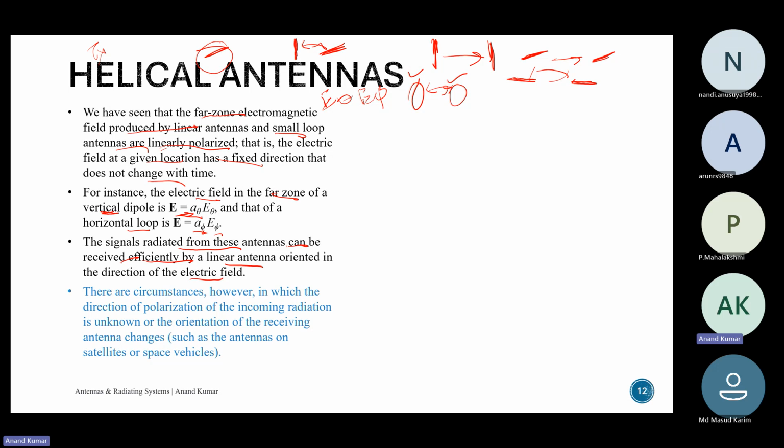In these cases, instead of using a linearly polarized antenna, we can use a circularly polarized antenna, and the circularly polarized antenna will be able to receive waves of any polarization. Similarly, if we know that the receiver has a linearly polarized antenna, we can transmit a circularly polarized wave, and the linear antenna will be able to receive the signal as well.